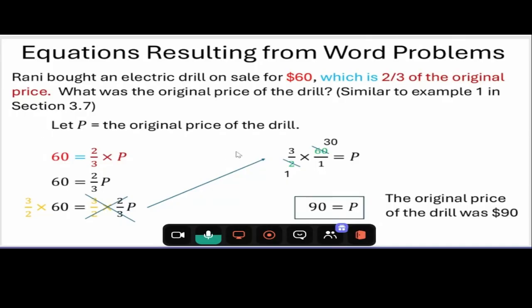Again, here you could have gone 3 times 60 is 180 divided by 2, and you still would have got 90. Just the canceling saves you a little bit of an extra step and some bigger numbers. So there's our first example.